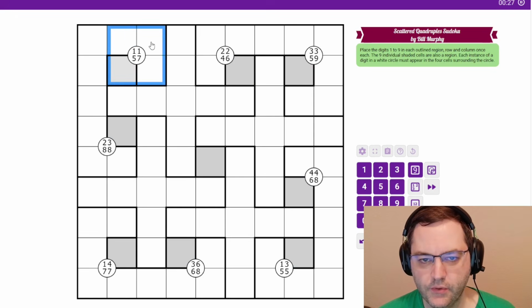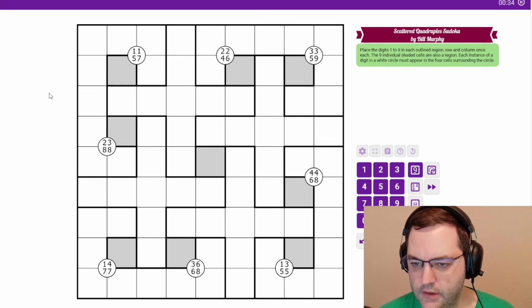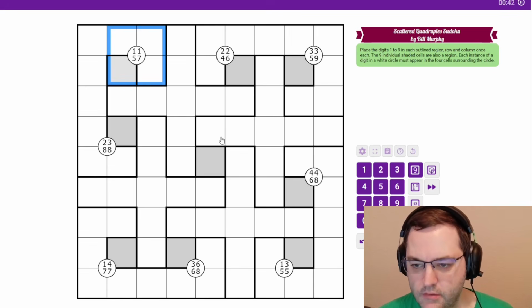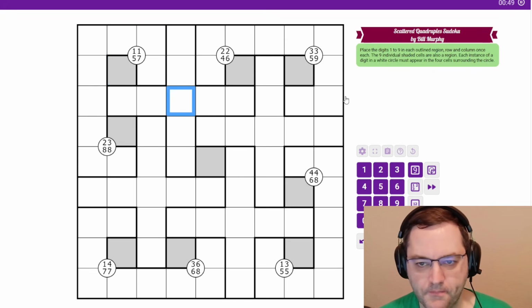Additionally, we have some circles in the grid, and the digits in the circles must appear in the surrounding cells. All of the clues in this one have 4 digits, so exactly these 4 digits must appear in these 4 cells. Repeats are allowed and are common in this puzzle. They just can't go in the same region or row or column. So those are the rules, and let's start with those duplicates.